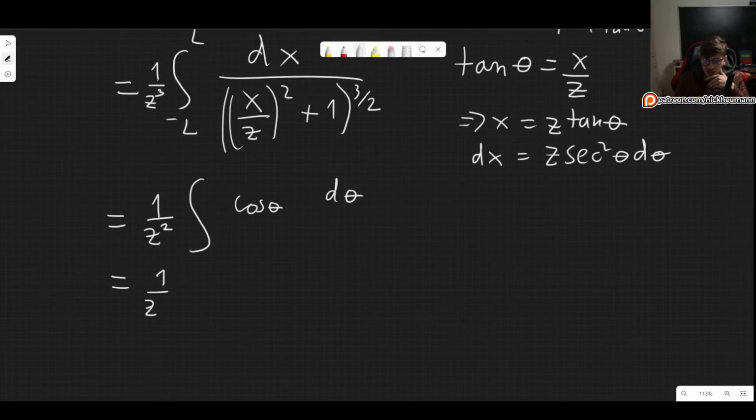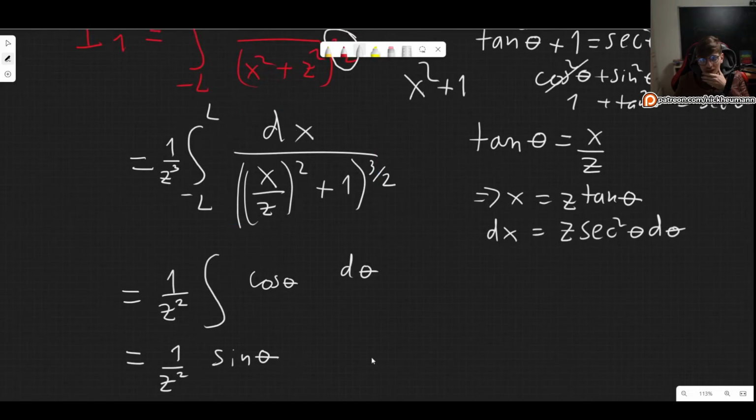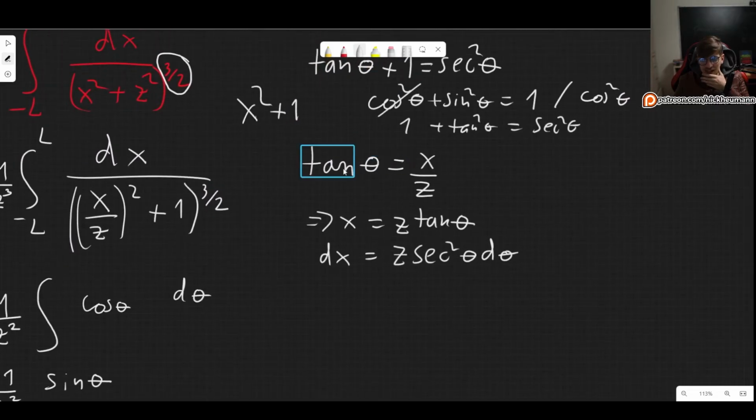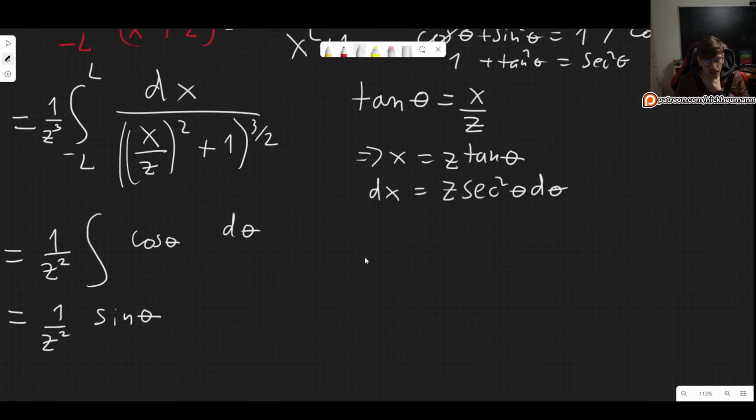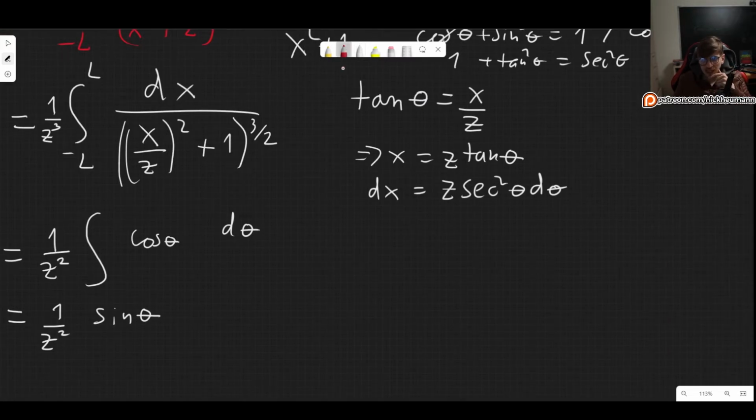Okay, so here we have 1 over z squared, and the integral of cosine is simply sine of theta. But now do not forget that we still need to apply the boundary terms. We still have to evaluate the integral. So how do we undo the substitution? How do we go from sine of theta all the way to x? Because what we had was tangent of theta, not sine. And this is where we have to use a little bit of geometry.